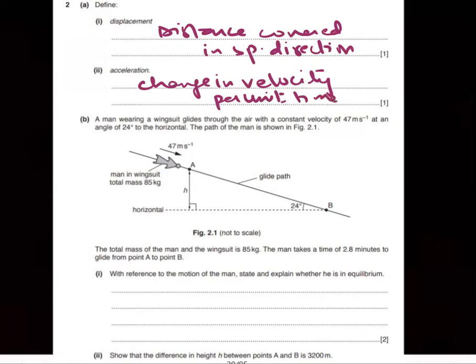Okay, a man wearing a wingsuit glides at a constant velocity of 47 at an angle of 24 to the horizontal. So this is the angle, this is the glide path, this is the horizontal, this is the person. The path of the man is shown, so the man is coming this way. The total mass of the wingsuit and man is 85. The man takes 2.8 minutes to glide from point A to B. State and explain whether he is in equilibrium.